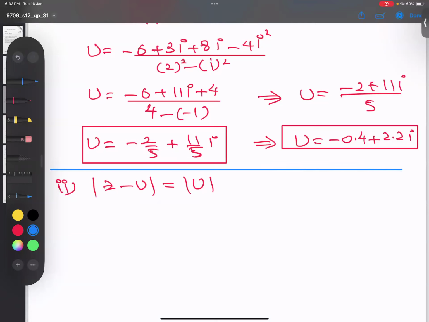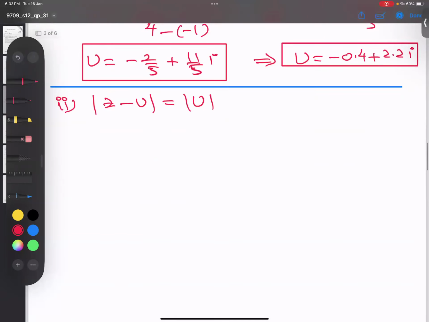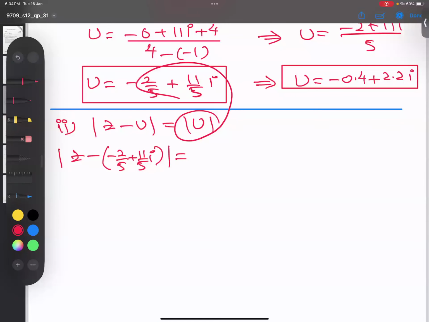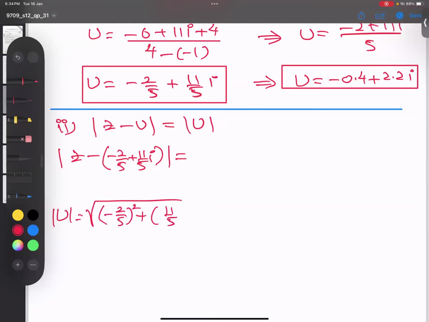Okay, so part 1 is done already, and we have to answer this one. First of all, students, it is very clear. I'll copy this value here, and this is the way of representing. Make sure we must write in bracket format: negative 2 by 5 plus 11 over 5 i. And this modulus I can find directly or from here. What is a modulus? Look, I'm finding here: square root of square of negative 2 over 5 whole square plus 11 over 5 whole square will give us the modulus.